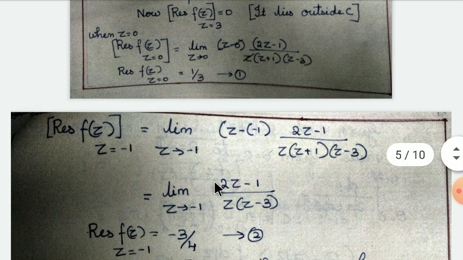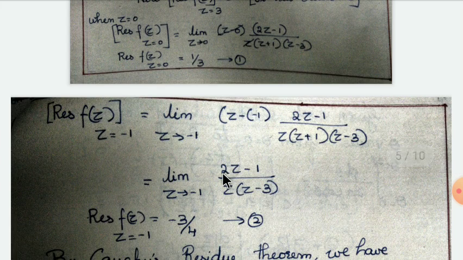Now apply the limit z is equal to minus 1. Minus 2 minus 1 is minus 3. Here minus 1 into minus 3 minus 1 is minus 4, minus of minus plus 4, so minus 3 by 4. So I found all the residual values.